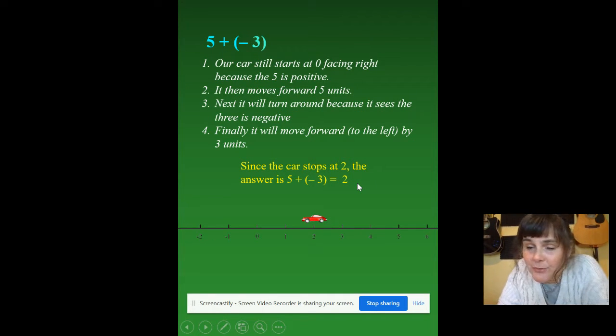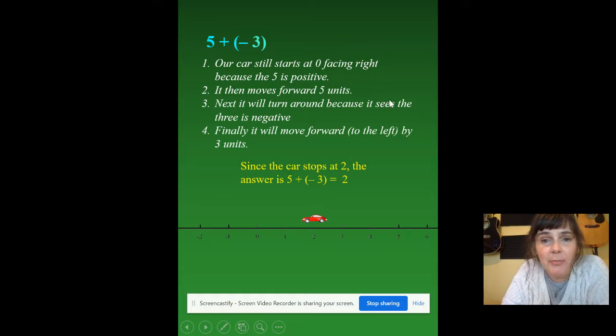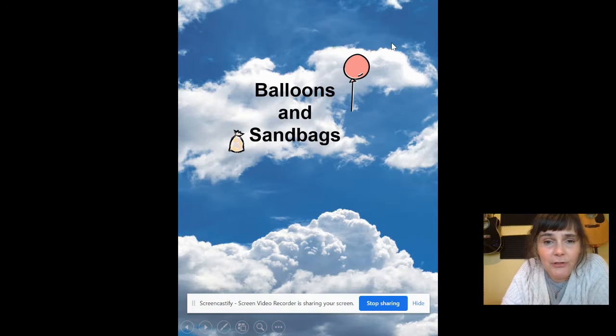So there's a couple different ways to visualize adding positive and negative numbers. You can either do the matching up and canceling out method, or you can use a number line. Those are 2 ways to look at it. Today we're going to use a third way. It's kind of like a number line, and you will see. We're going to use balloons and sandbags.